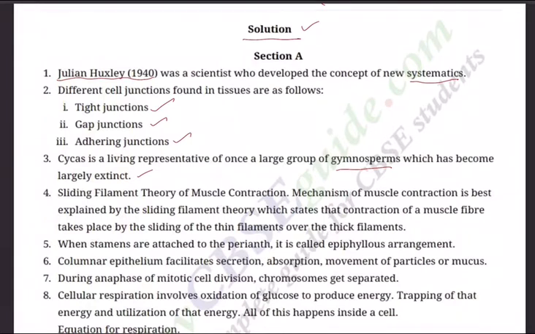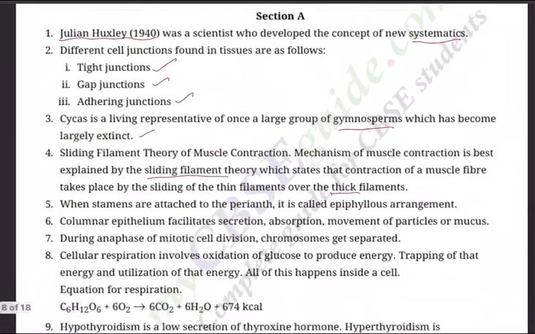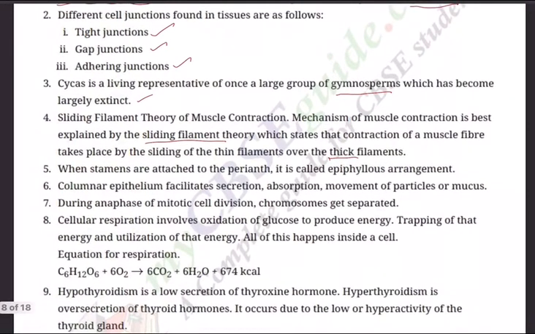Question 4. Define sliding filament theory of muscle contraction. Sliding filament theory of muscle contraction: the mechanism of muscle contraction is best explained by the sliding filament theory, which states that contraction of muscle fiber takes place by the sliding of the thin filaments over thick filaments.